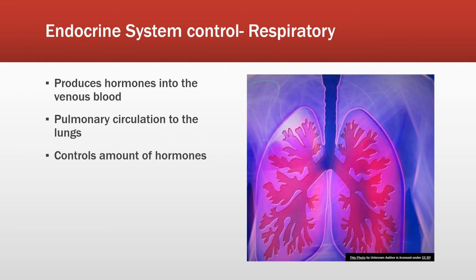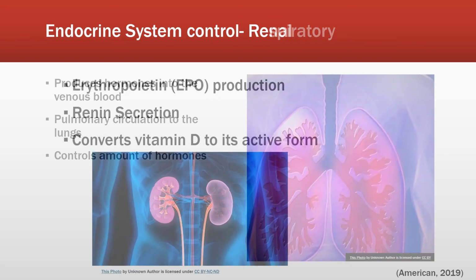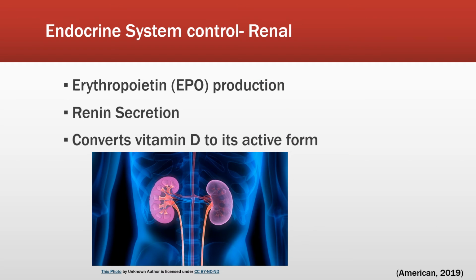The endocrine system secretes the hormones that it produces directly into the venous blood. From the venous blood and through the process of pulmonary circulation, it is immediately delivered to the lungs. From the lungs, the hormones are circulated to the rest of the body. The respiratory system functions influence the levels of hormones that travel throughout the body. The kidneys help and play a role when it comes to the endocrine system.